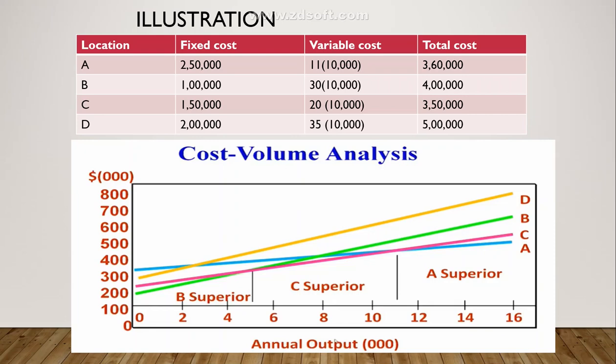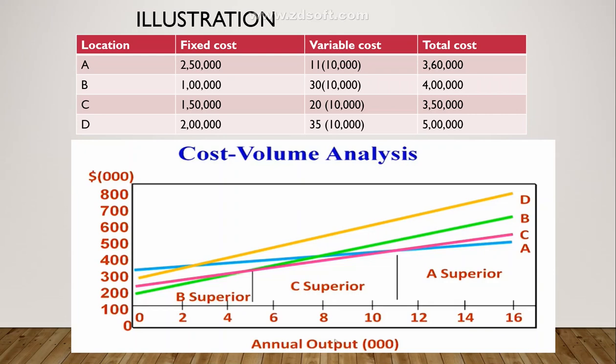Okay, in the bracket I have mentioned 10,000, that is the demand being produced with respect to that location. I have kept demand constant so that it is easy in terms of calculations. So, I was discussing location A: fixed cost is 2,50,000 and variable cost per unit is 11 rupees. We have a demand of 10,000 units to be fulfilled. We need to produce 10,000 units.